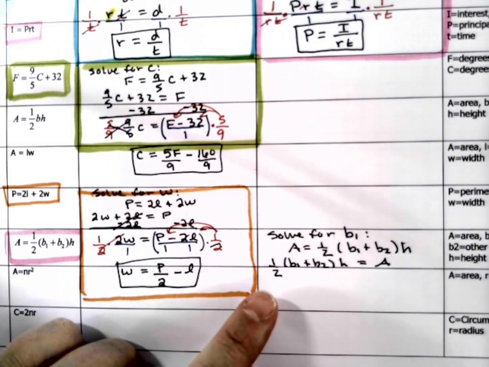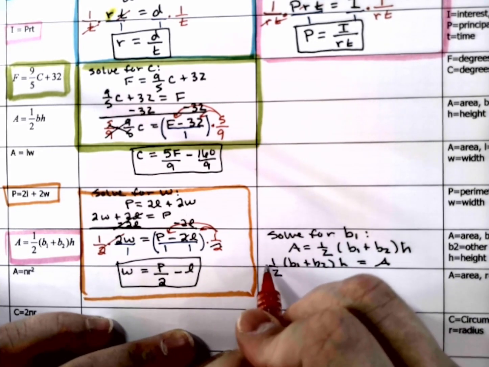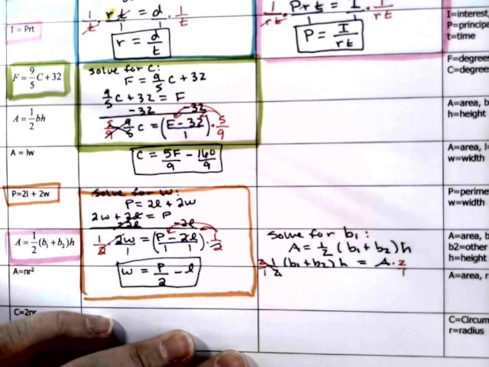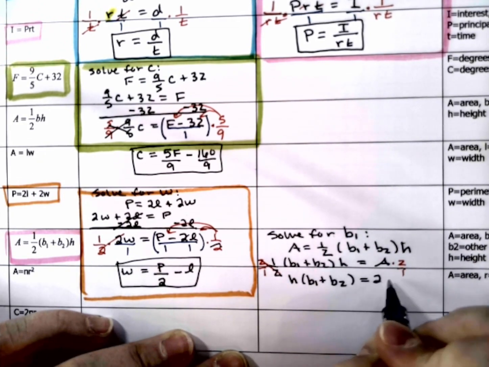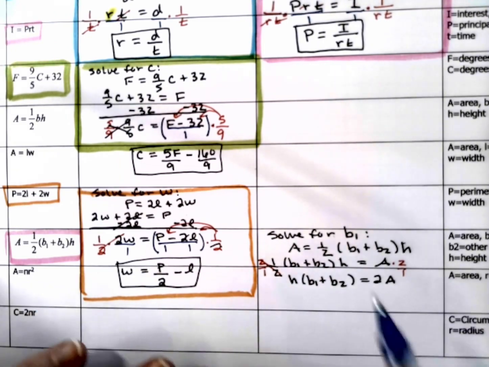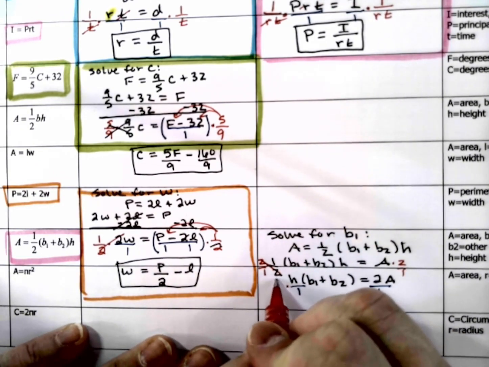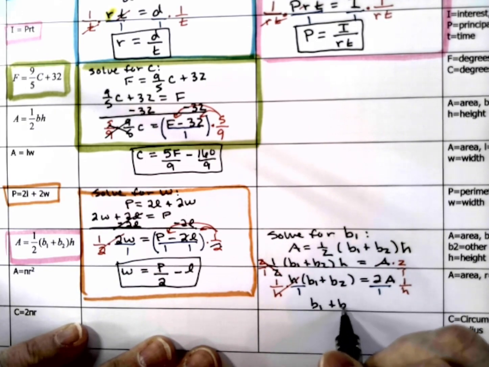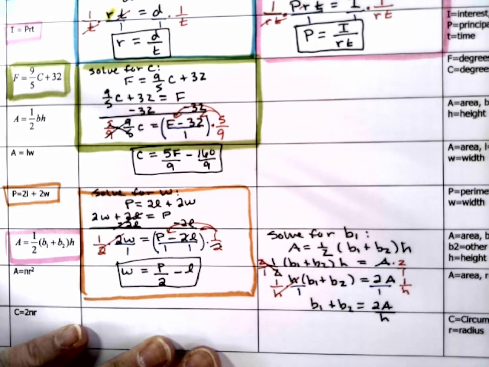Okay, so now we're going to get rid of the 1/2 and the H. So first let's get rid of the 1/2. Multiply by reciprocal, times 2 over 1, times 2 over 1. That's now gone. So now I have H times B sub 1 plus B sub 2 equals 2A. Do the same move. Put this over its 1, put that over its 1. Multiply by the reciprocal. 1 over H, 1 over H. The H's cancel. And B sub 1 plus B sub 2 is now free from its parentheses. And then I have 2A over H.